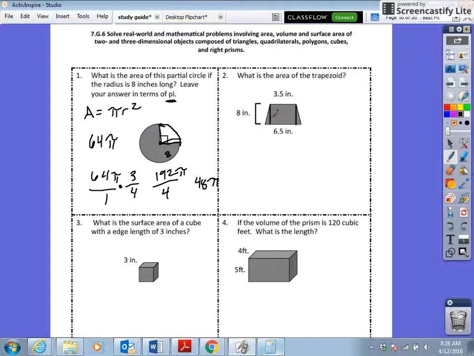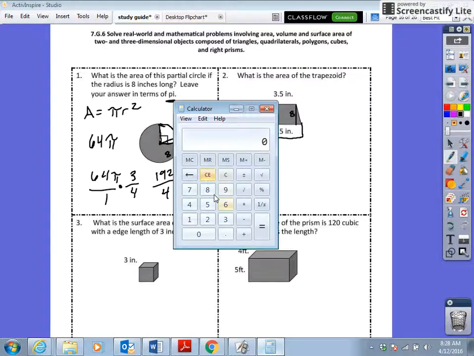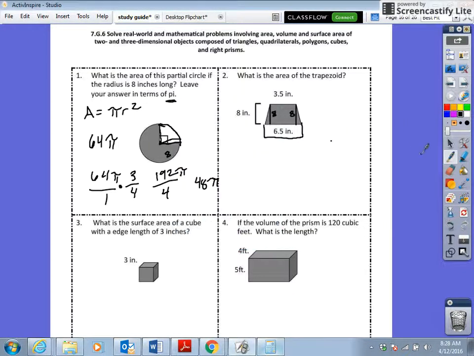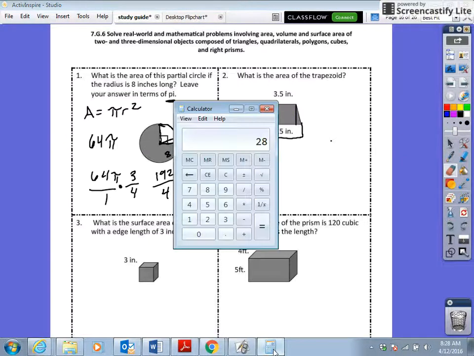So I know that this is 8 inches high. So this is 8 right here, and this is 8 right here. And I know that this is 3.5. This whole thing right here is 6.5 inches, not just this little part. Don't get confused. So I know my area of this right here is 3.5 times 8. So I'm going to come to my calculator here. 8 times 3.5 equals 28. So the area of this inside rectangle is 28.